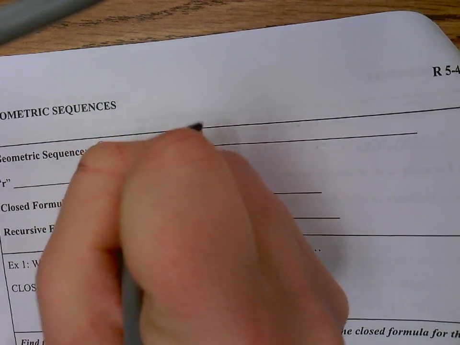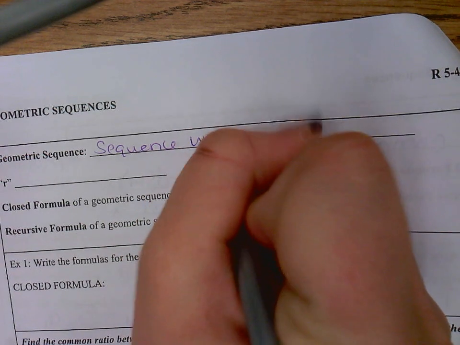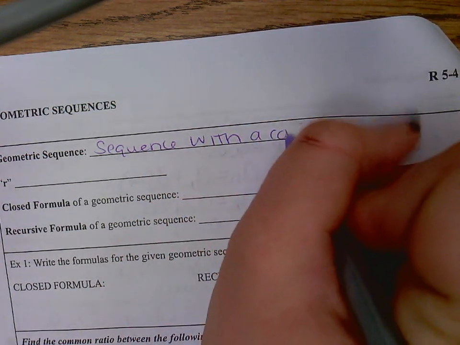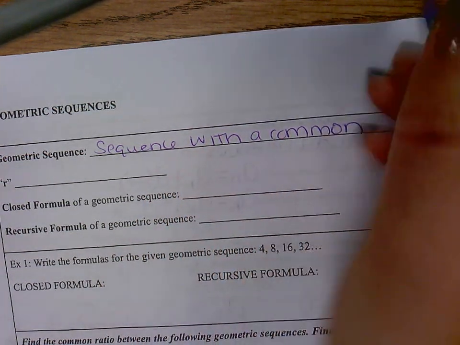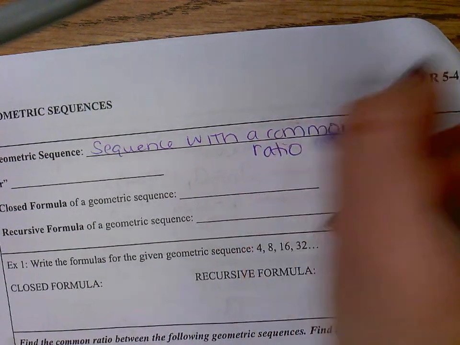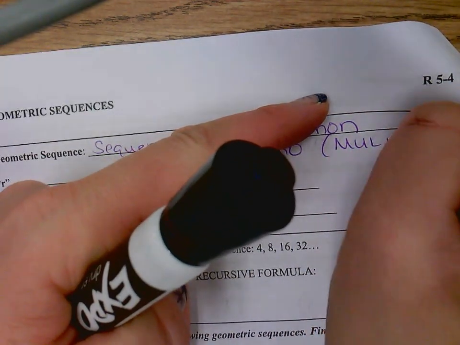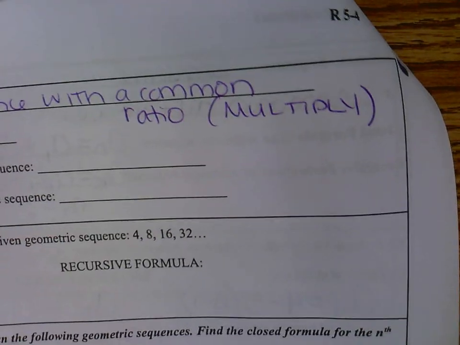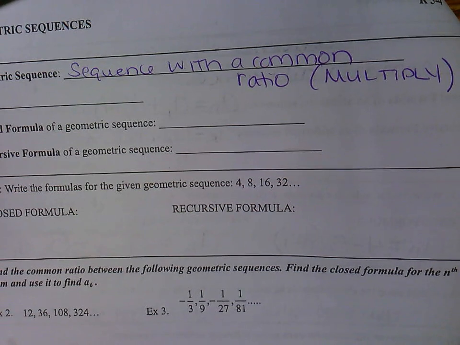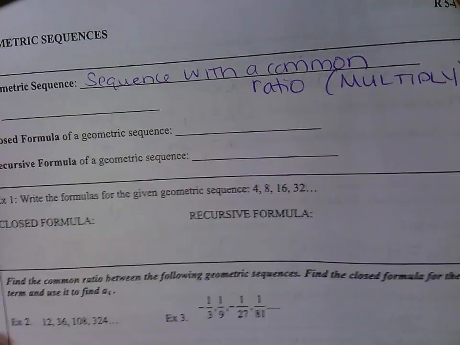A sequence with a common ratio, and you can write multiply. So it's a sequence with a common ratio, and you can write multiply. And what do you think R is? R is the common ratio.